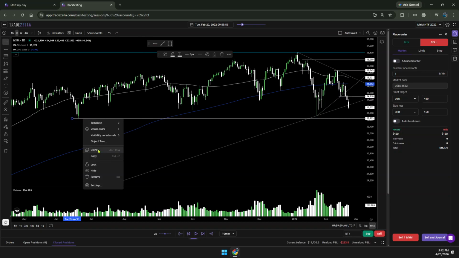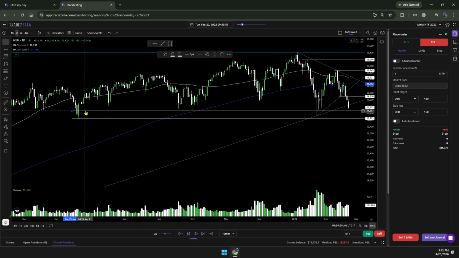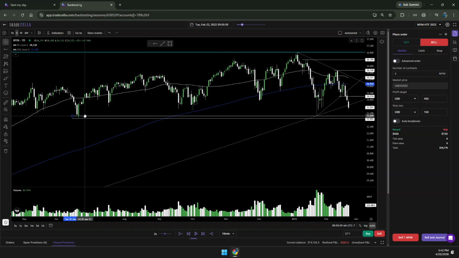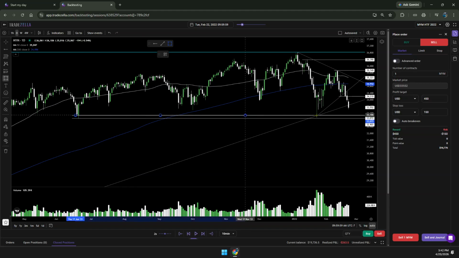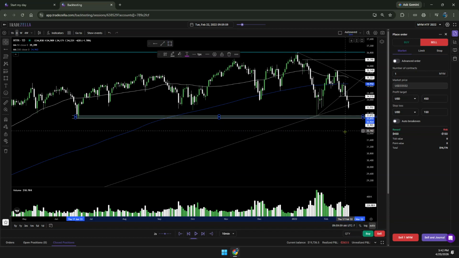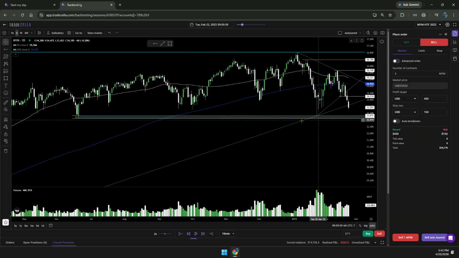What am I doing? Clone. It's deserving of a zone because I like to zone out the wicks because it's been hit here. So now it's a 2-touch point. And what I'll do is take that, and I learned this from watching somebody else. So now I have a zone to watch for.